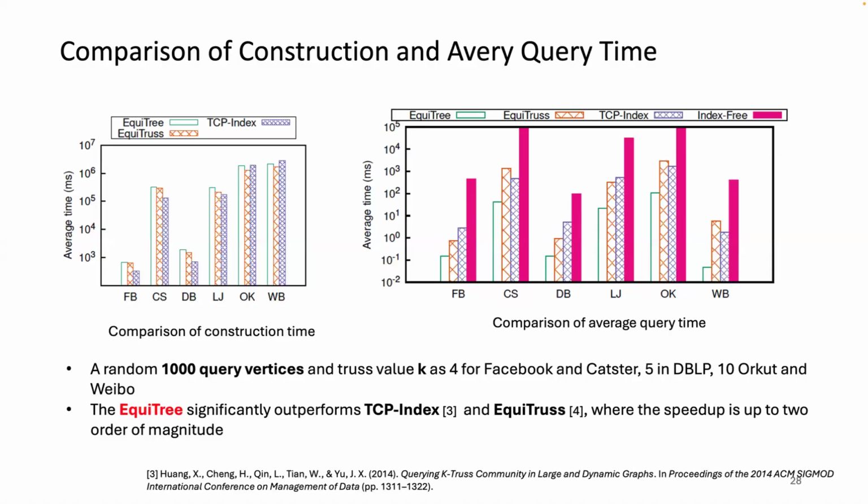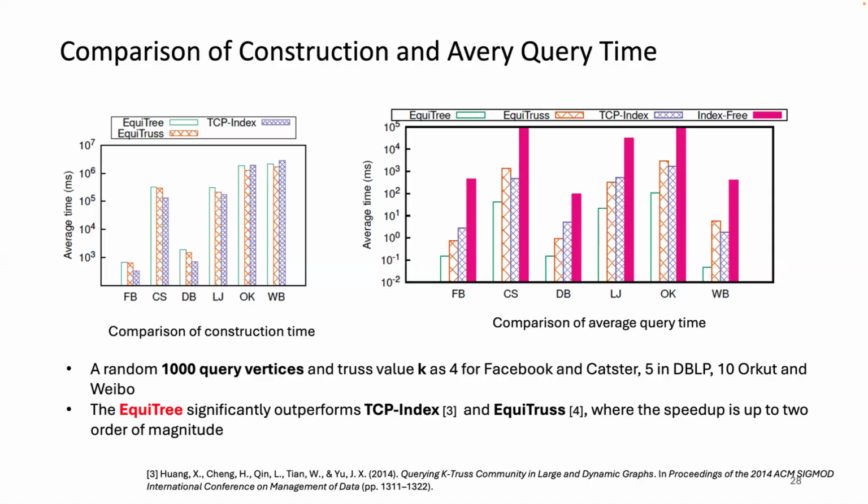We used a random 1,000 query vertices, with trussness value K as 4 for Facebook, 5 for DBLP, and 10 for the others. So this graph was tested with 1,000 query vertices. How do we randomly choose the 1,000 queries? We randomly choose them. In the best case, some queries can be returned quickly, while some need to traverse a tree. So the queries are random.